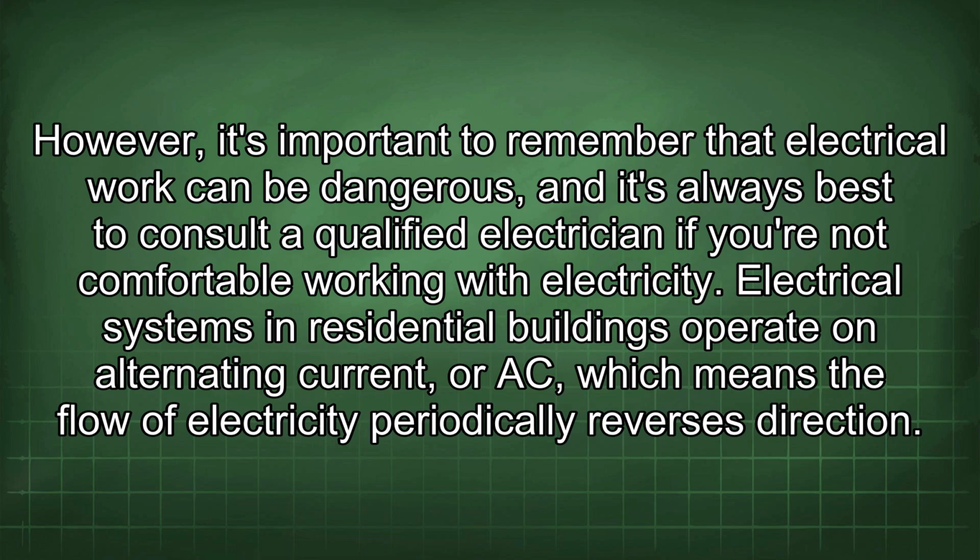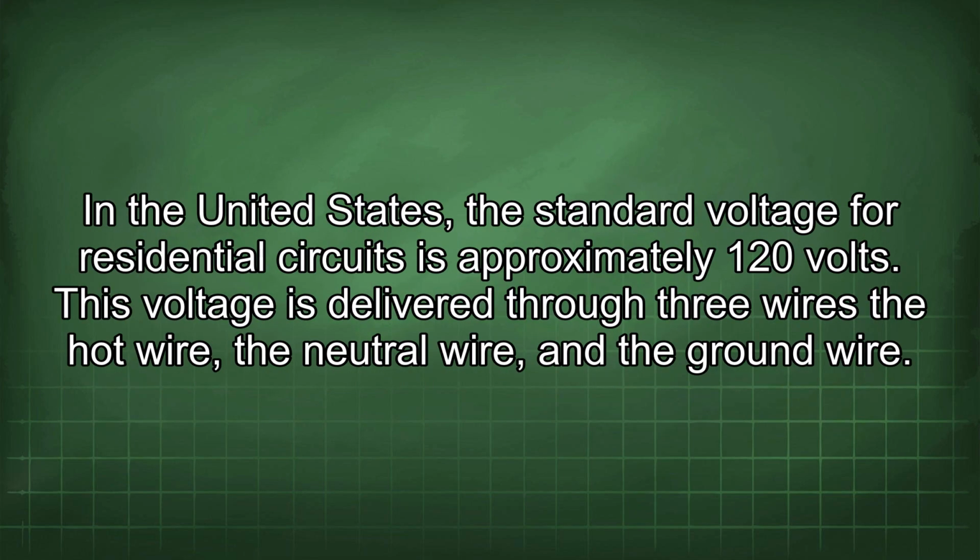Electrical systems in residential buildings operate on alternating current, or AC, which means the flow of electricity periodically reverses direction. In the United States, the standard voltage for residential circuits is approximately 120 volts. This voltage is delivered through three wires: the hot wire, the neutral wire, and the ground wire.